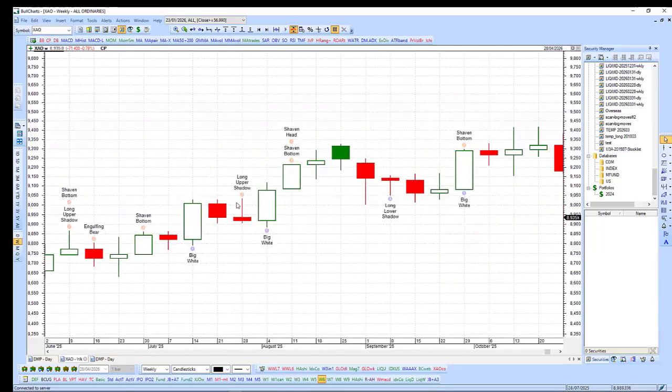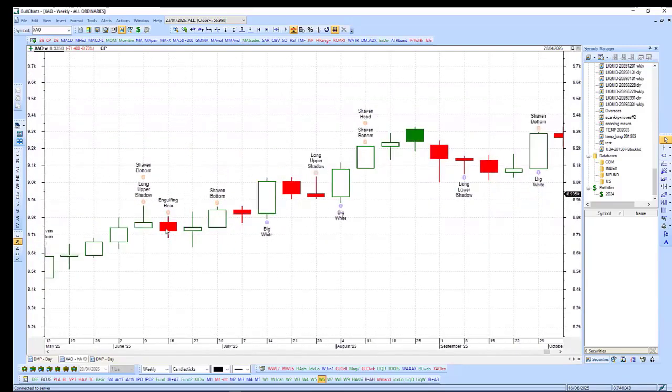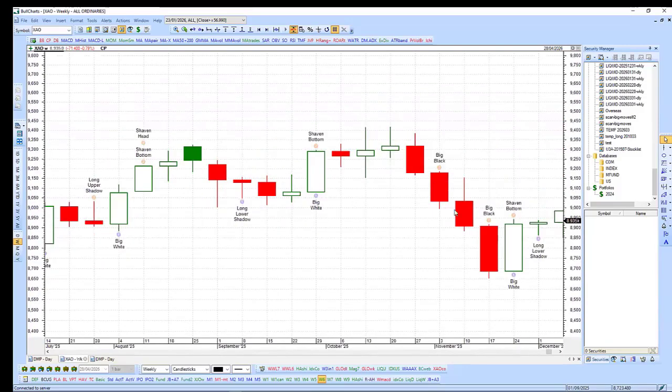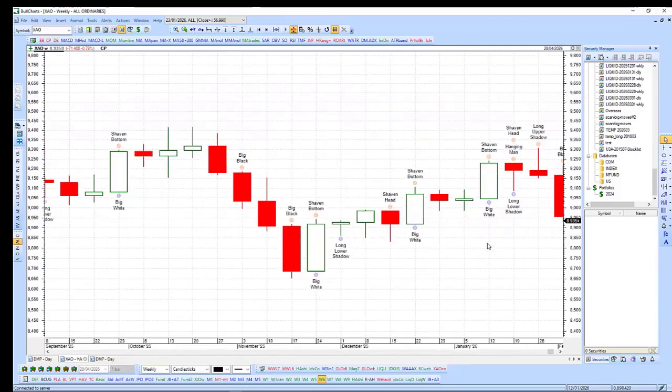So here's one that's called a long upper shadow. That's almost a doji. And these others that are spinning tops are not labelled. There's an engulfing bear, apparently. So there's the candle indicator.